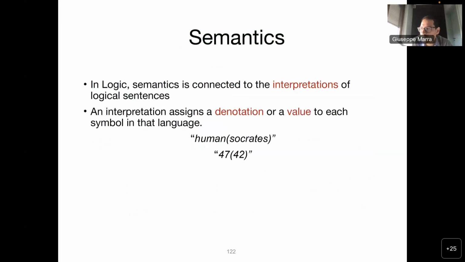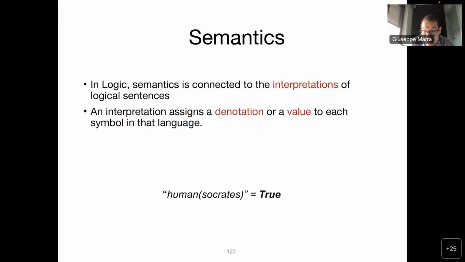So in general, now, what is semantics in logic? In semantics, logic is connected to the interpretation of the sentence. And interpretation is a value that you assign to a symbol of the language. For example, if you are told human Socrates, this is only a syntactic construct. It could be at the same time equal to 47, 42. You have no idea what this means. The important thing that allows you to understand and to reason about it is when you start giving values to these things. So saying human Socrates is true, and other things are true, then you can start reasoning and making inference over them.